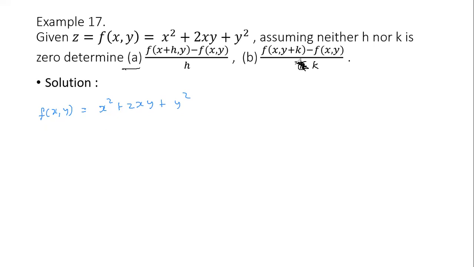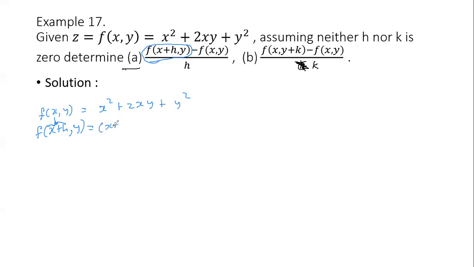Let me change the color. This part first. f of x plus h comma y. In place of x, now I have x plus h. Therefore, on the right side of the equation, wherever you see x, substitute x plus h.